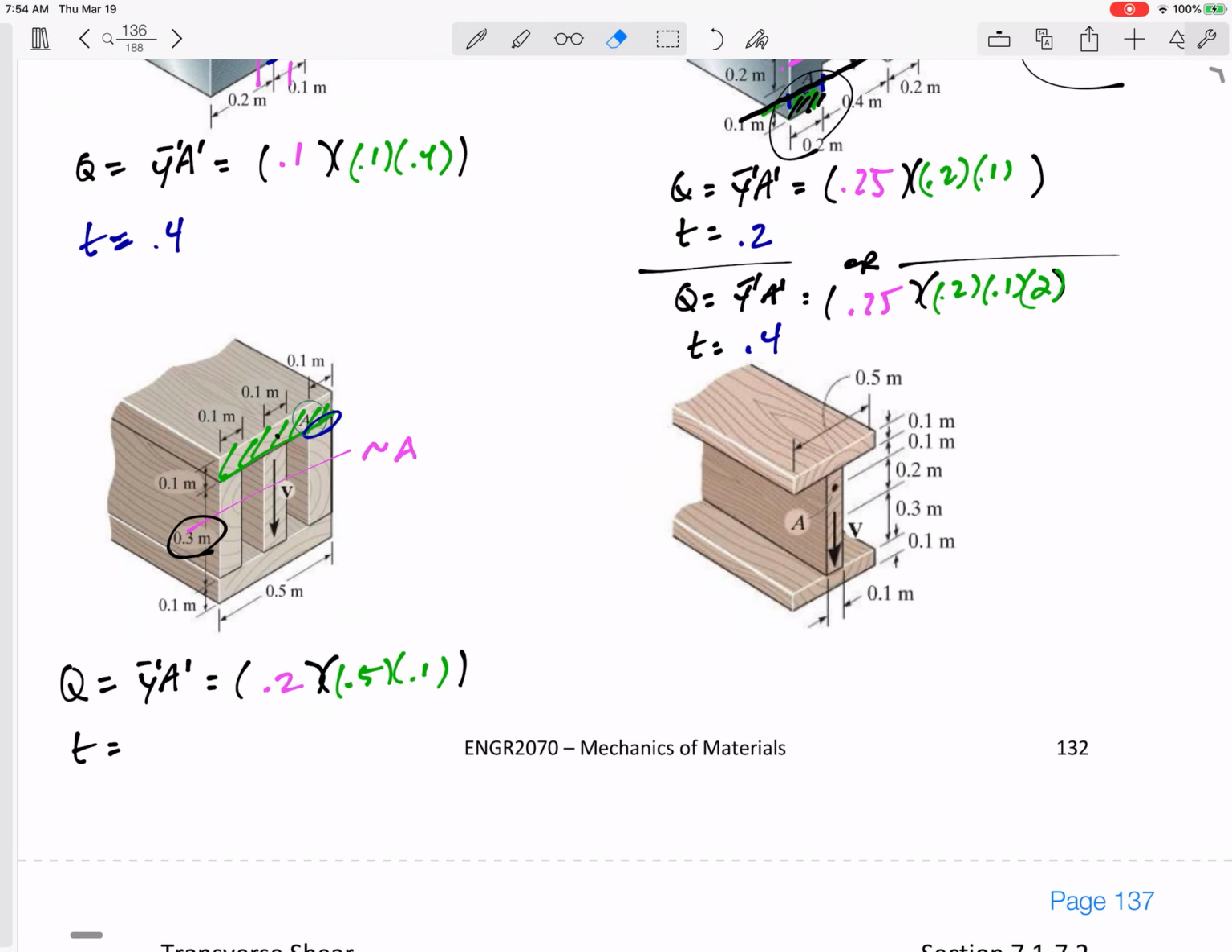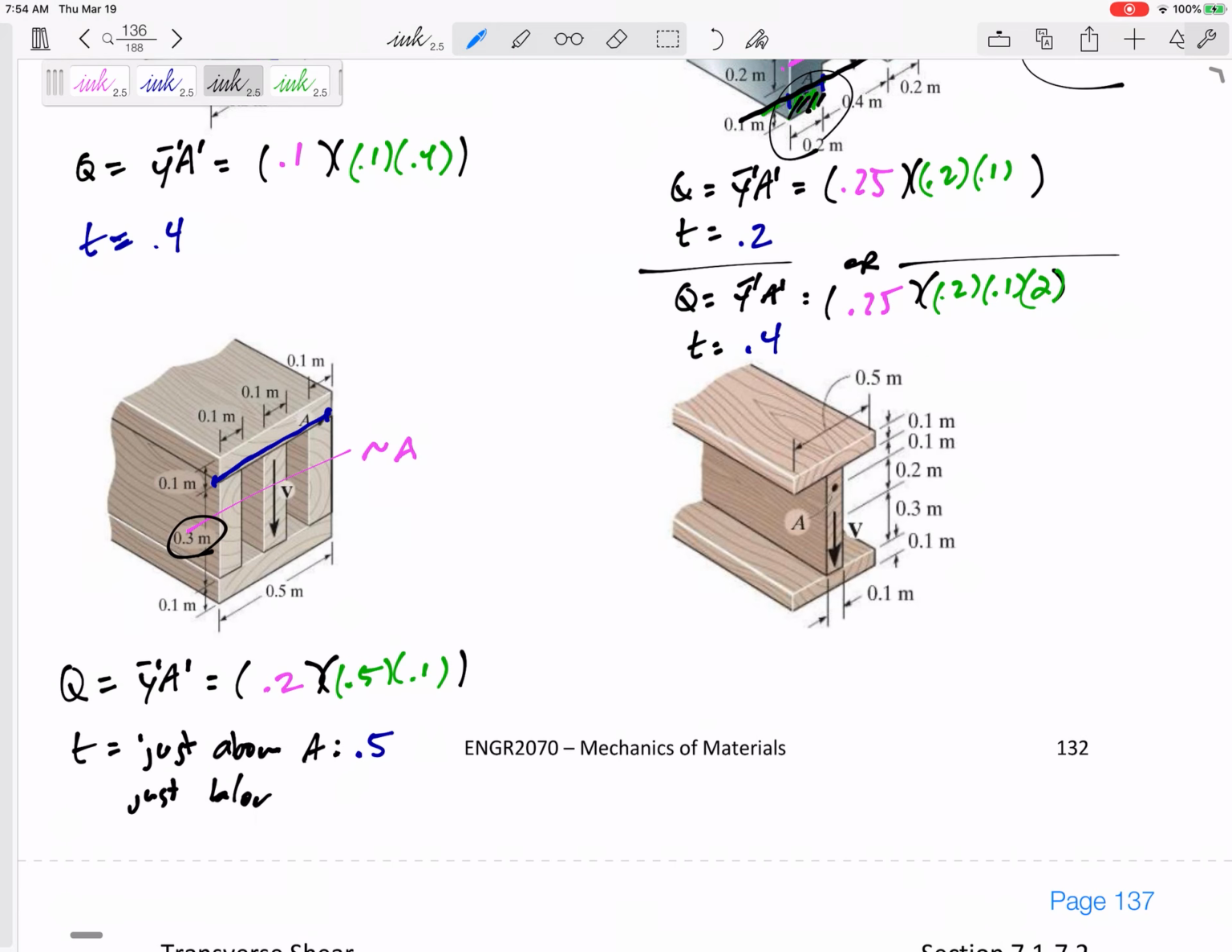So where's my point A? My point A was right there, where the top board meets those middle boards. So I'm going to say just above A, the thickness would be this 0.5. But just below A, the thickness would be, all right, not just that one, but that one, plus that one.